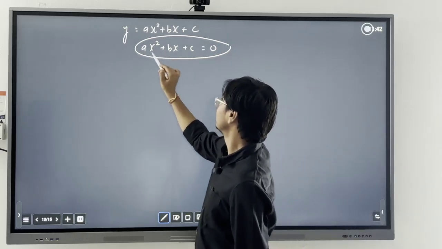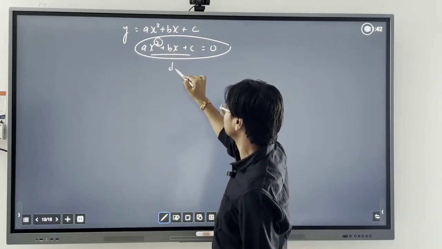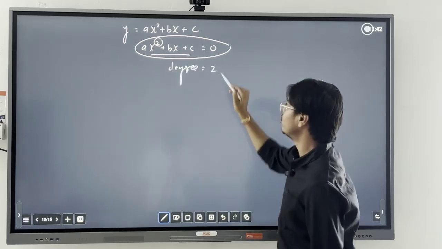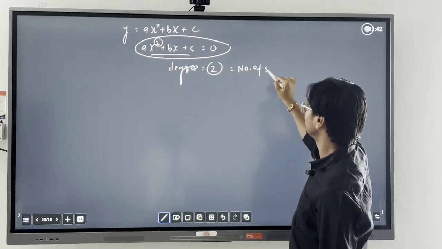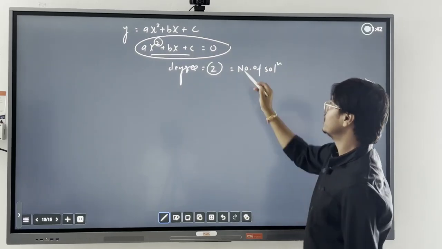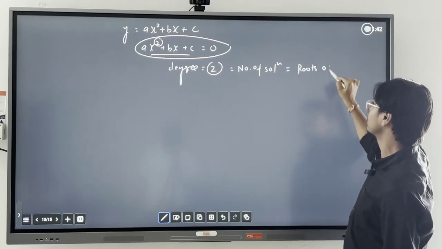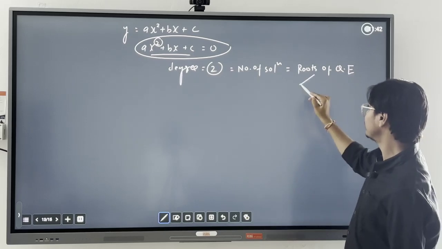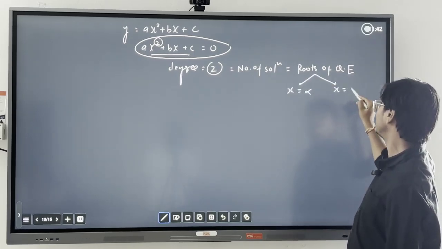If we see, the degree of this equation is 2, and we know that the degree is equal to the number of solutions. So the number of solutions also becomes 2. These solutions are also called the roots of the quadratic equation. So there are two roots of the quadratic equation, or two solutions. The first root is x is equal to alpha and the second root is x is equal to beta.